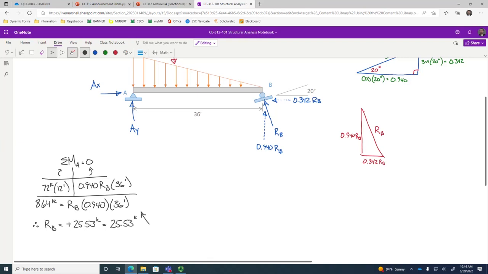No, you won't, because this vertical component is this much of RB. So when you solve for RB, you are getting this, right? So if you wanted, you could take that RB, multiply it by 0.94 and get the vertical component. You can do that if you want, but really what we're interested in is just what is that RB. Does that answer your question?